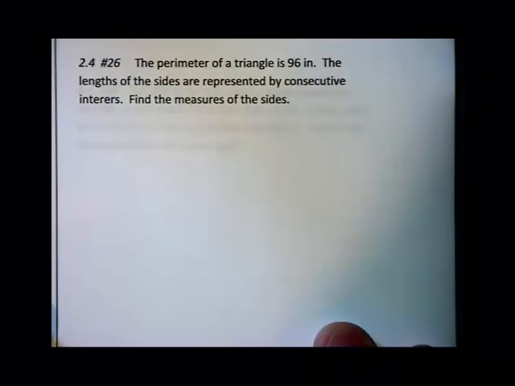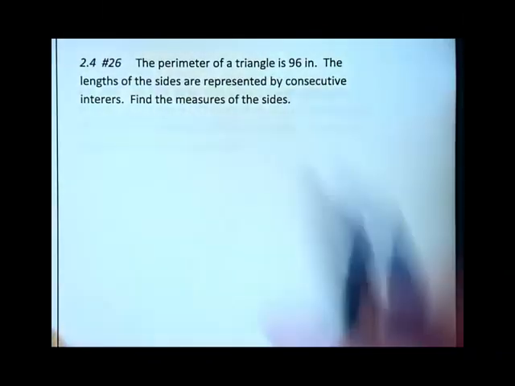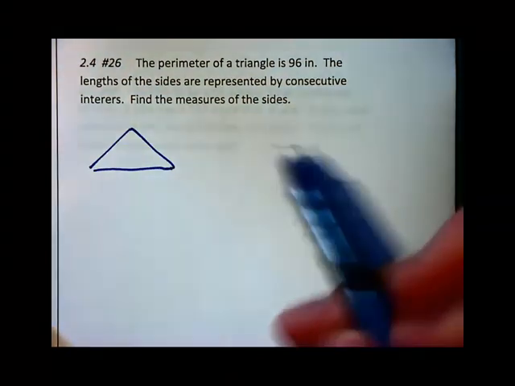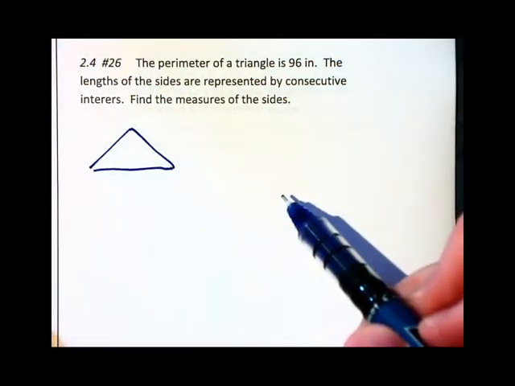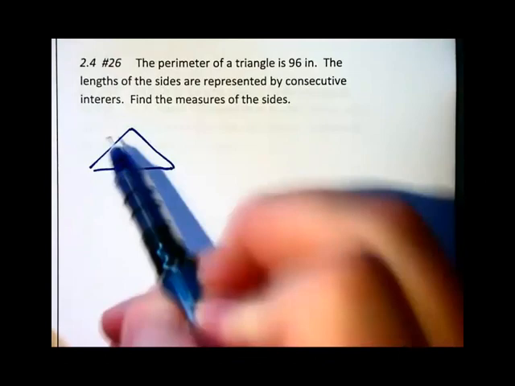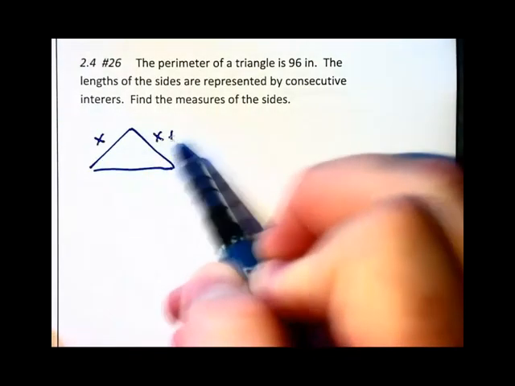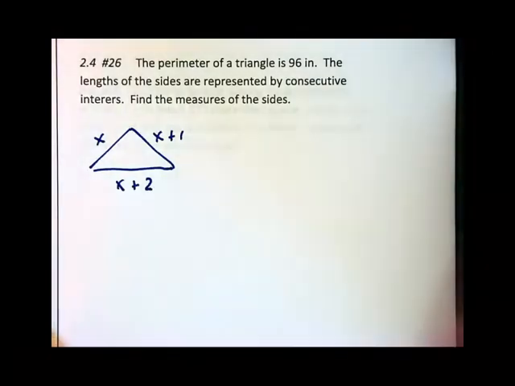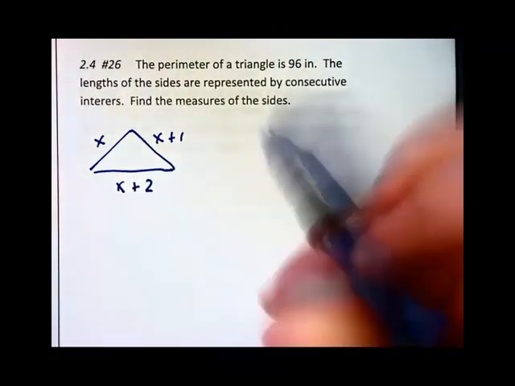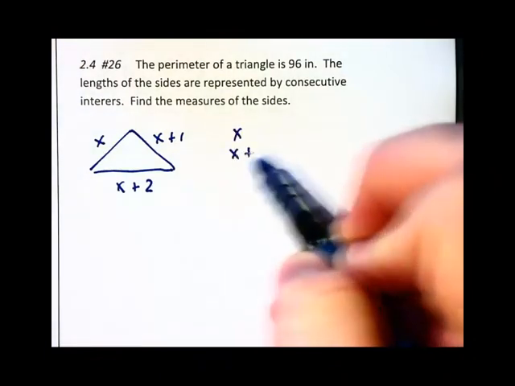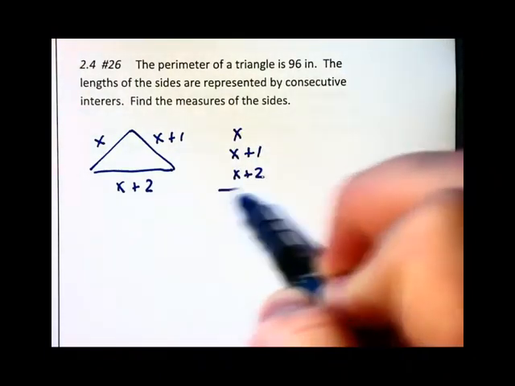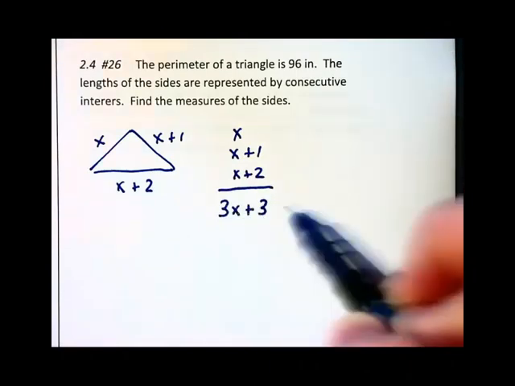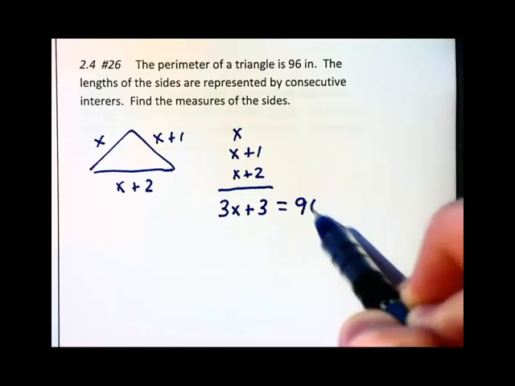Moving on here. The perimeter of a triangle is 96. Okay, I'm going to draw myself a triangle really quick. The perimeter is 96. The length of the sides can be represented by consecutive integers. So I'm going to have x, x plus 1, and x plus 2 as my three sides. We know that perimeter is an addition word. So I'm going to have x, x plus 1, and x plus 2 all being added up. This is a little bit of an unconventional way to add them, but why not? And they should add up to a perimeter of 96.